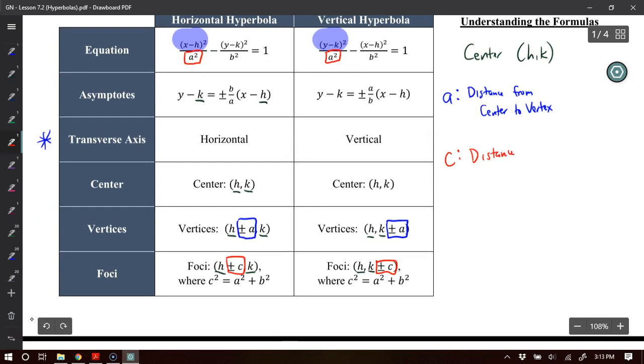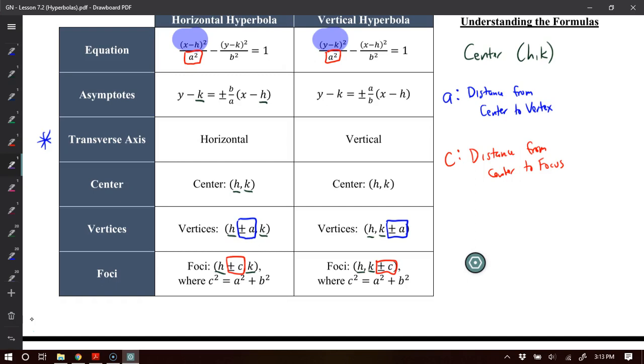C is the distance from the center to a focus. So that's good news. And one thing to also know is if it's horizontal, you go left, right. If it's vertical, you go up, down. So both of these are on the transverse axes. So the vertices are on the transverse axes and the foci are on the transverse axes.